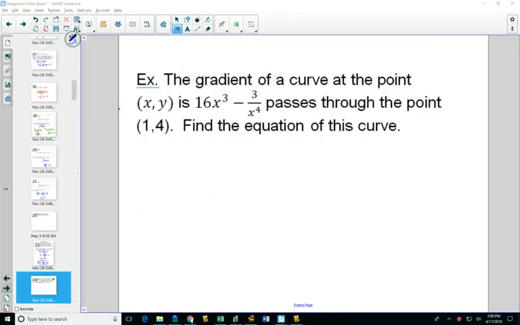The gradient of a curve at the point (x, y) is 16x cubed minus 3 over x to the 4, and it passes through the point (1, 4). Can you find the equation of this curve? So gradient means first derivative, right? Gradient means the slope. And since it's giving you the slope at a general point, it's basically giving you the derivative, just in a different way.